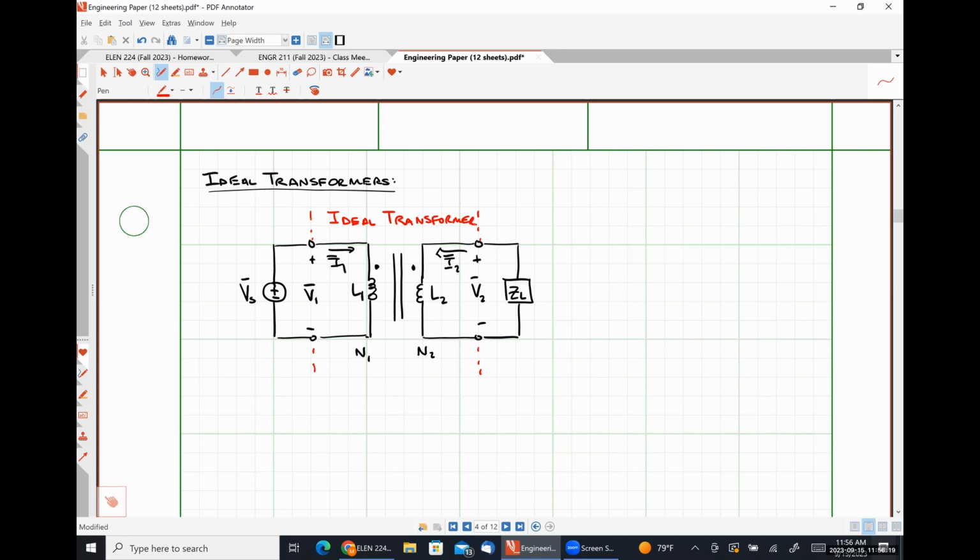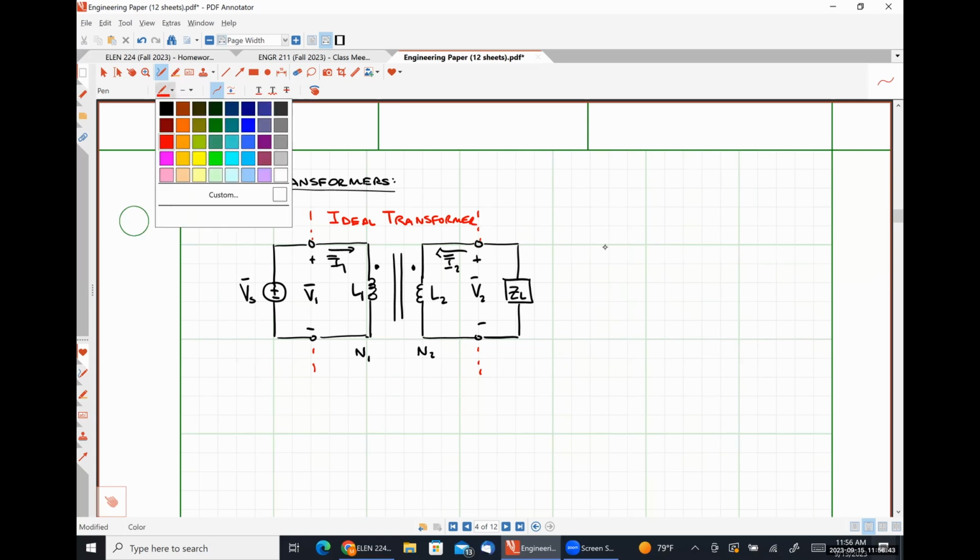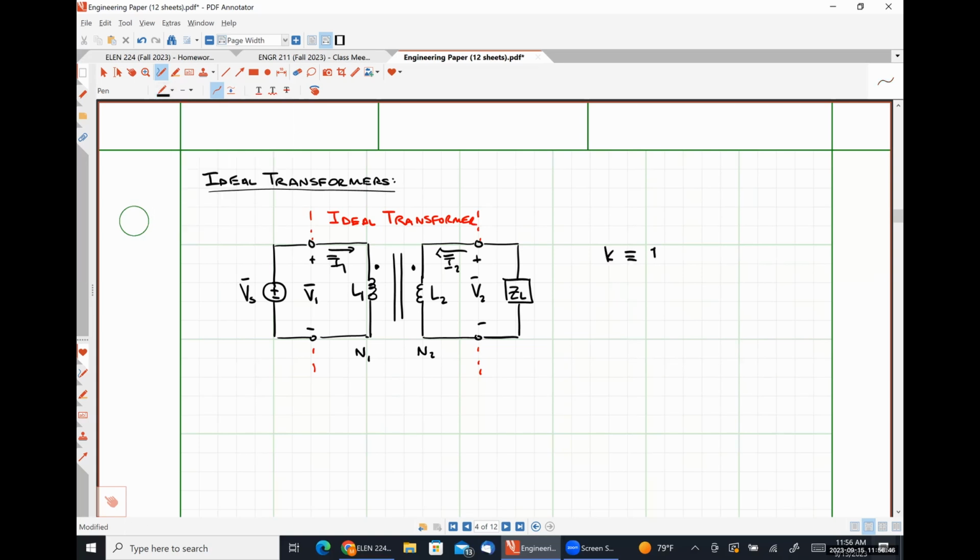Parallel lines here represent the only thing different about this diagram than our previous diagrams. 2 coils are supposedly wrapped around a magnetic core. Okay. So in an ideal transformer, we have the following criterion. K is 1, perfectly coupled coils. Another thing that we have is that the series resistance of our primary winding and the series resistance of our secondary winding are zero.